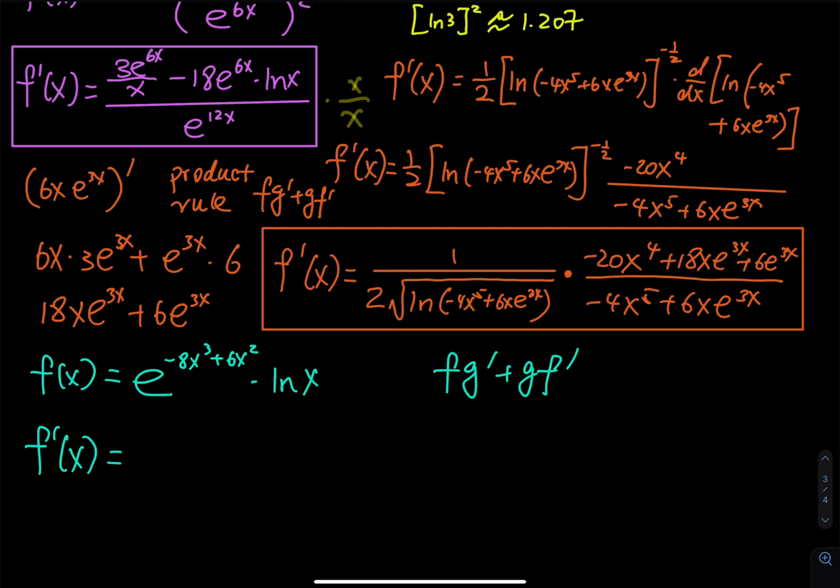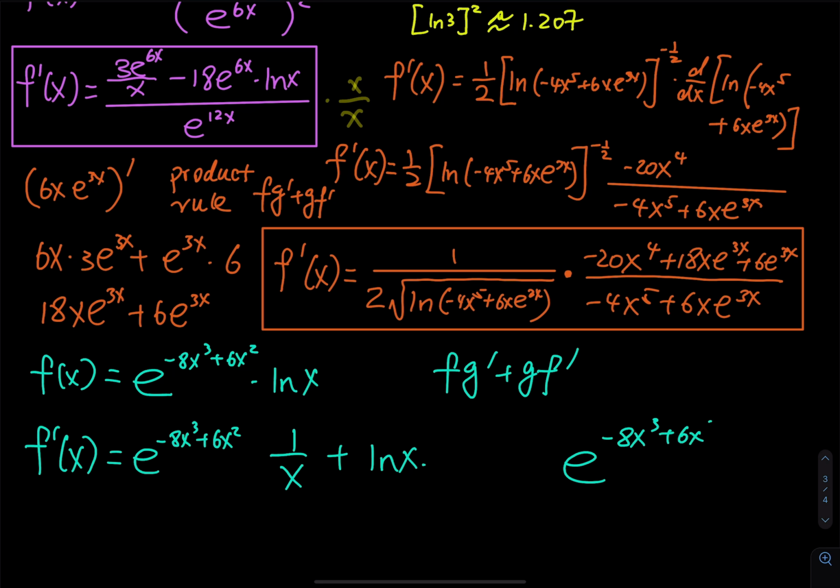So this one g prime, so you have a 1 over x, right? So that's what the ln gives. And then e to the negative 8x to the third plus 6x squared, and then plus gf prime. So that will be ln x, and then e to the anything is e to the anything, right? Negative 8x to the third plus 6x squared. But in front of the e, you have a chain rule right over here, which is the derivative of the exponent. So that becomes a negative 24x squared, and then plus 12x.